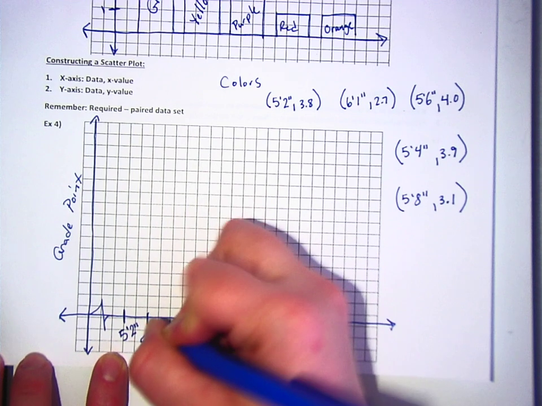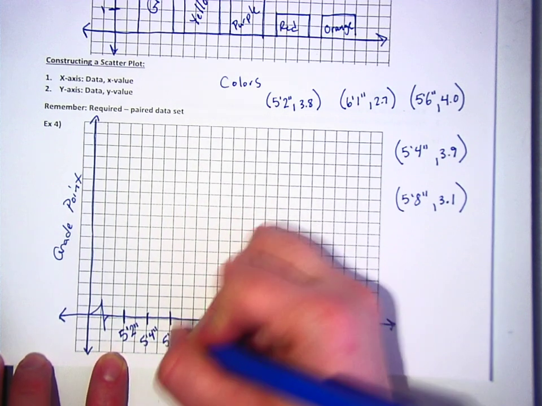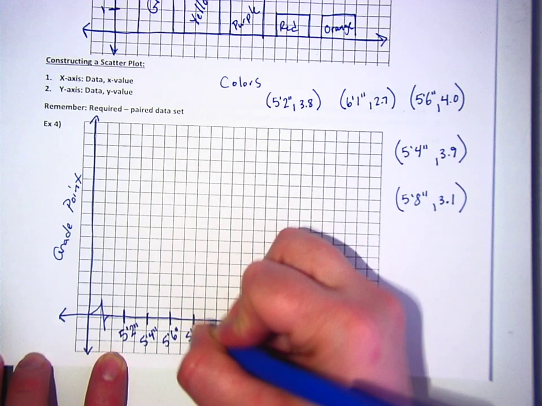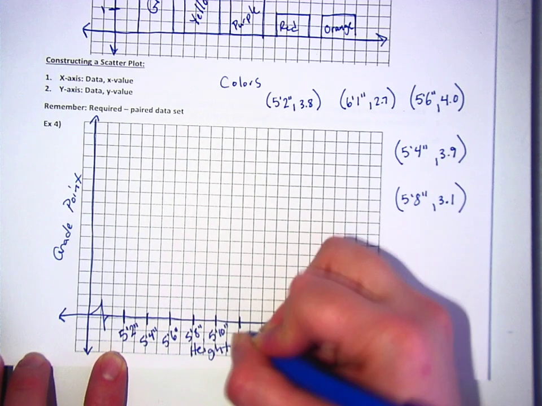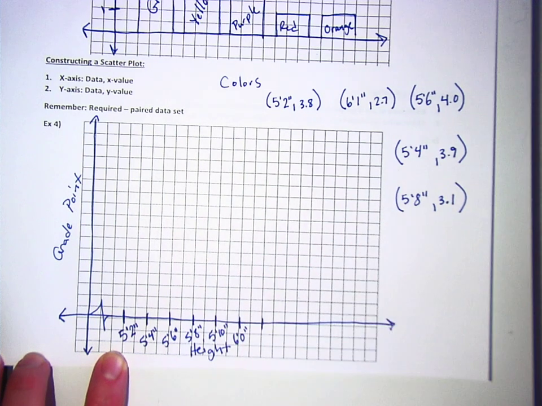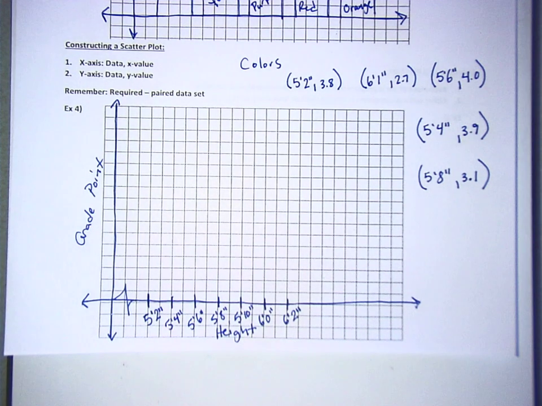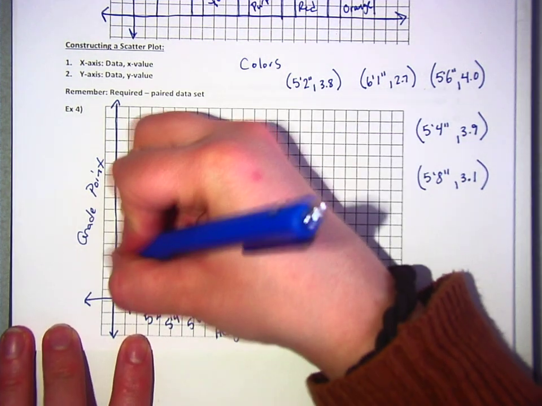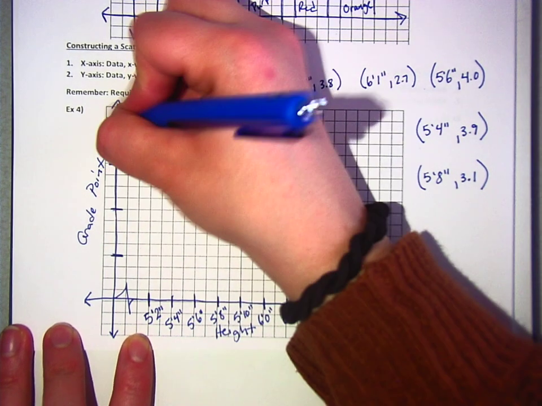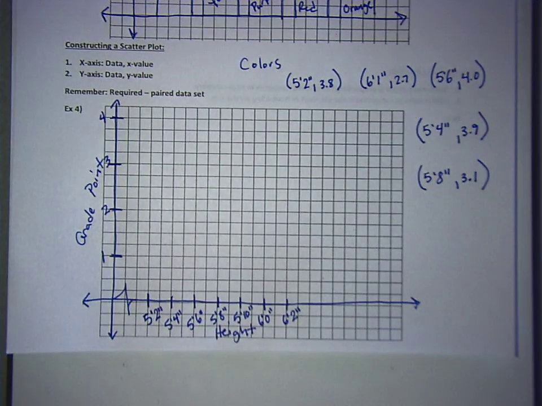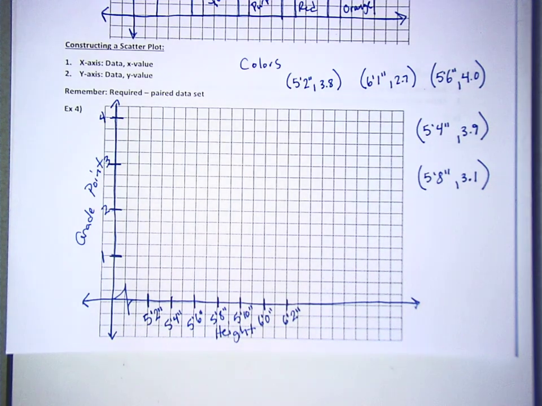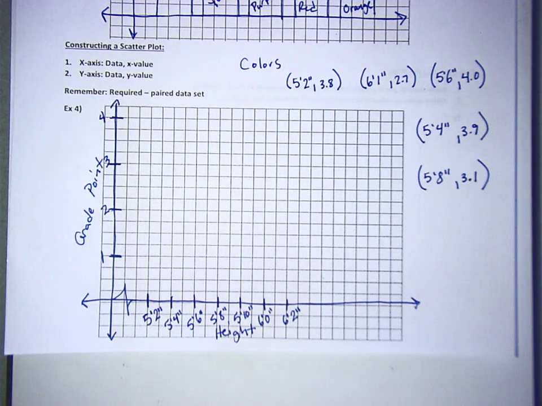This is 5.4, 5.6, 5.8, 5.10, 6 feet, and 6.2. Grade point average, let's see, I'll go 1, 2, 3, 4. Okay.